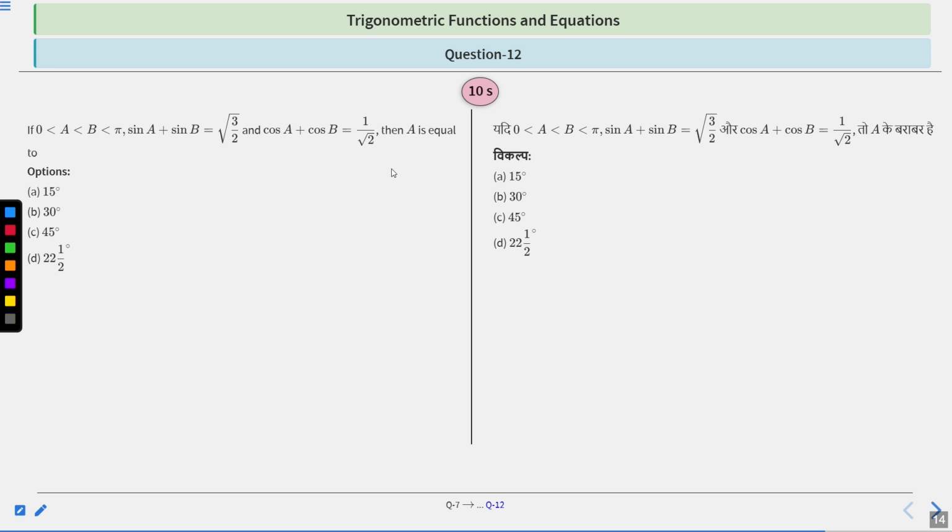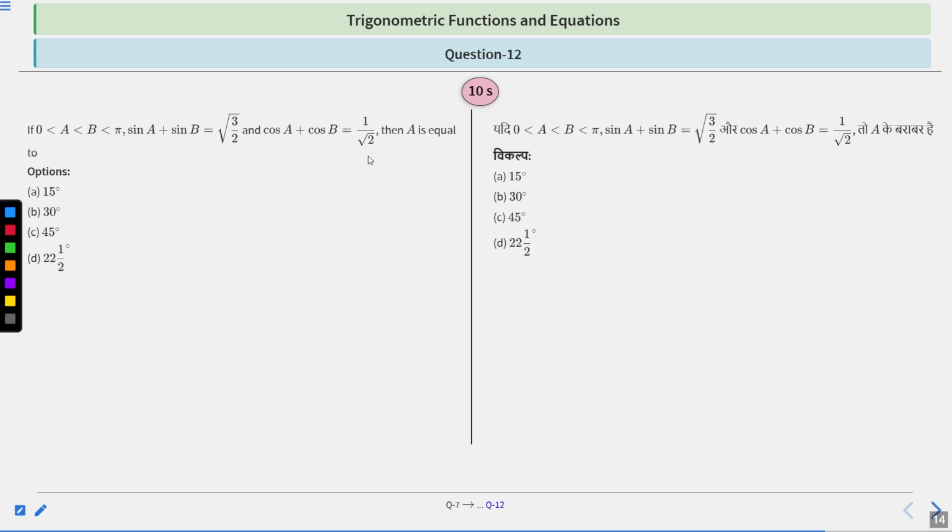So see, this is sin A plus sin B. You can multiply root 2 on both sides and try to convert this in terms of sin of A plus pi by 4 things. And similarly, in this expression, you can try to apply the same thing, and you can find the value of A plus B and A minus B, and after that you can easily get the value of angle A, right? So in this way, you can try to approach this question.